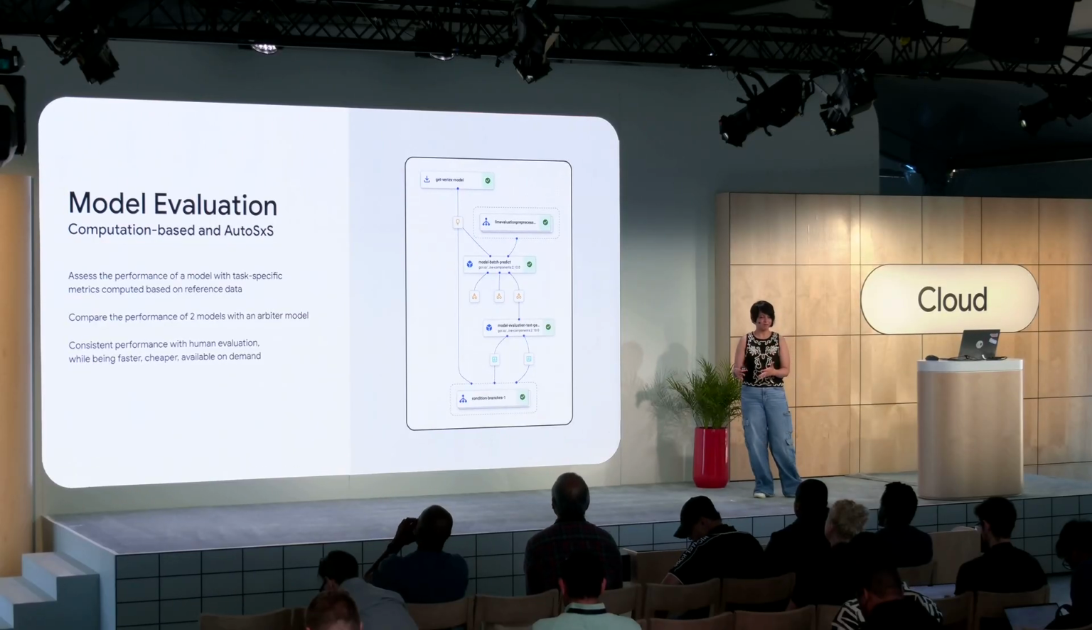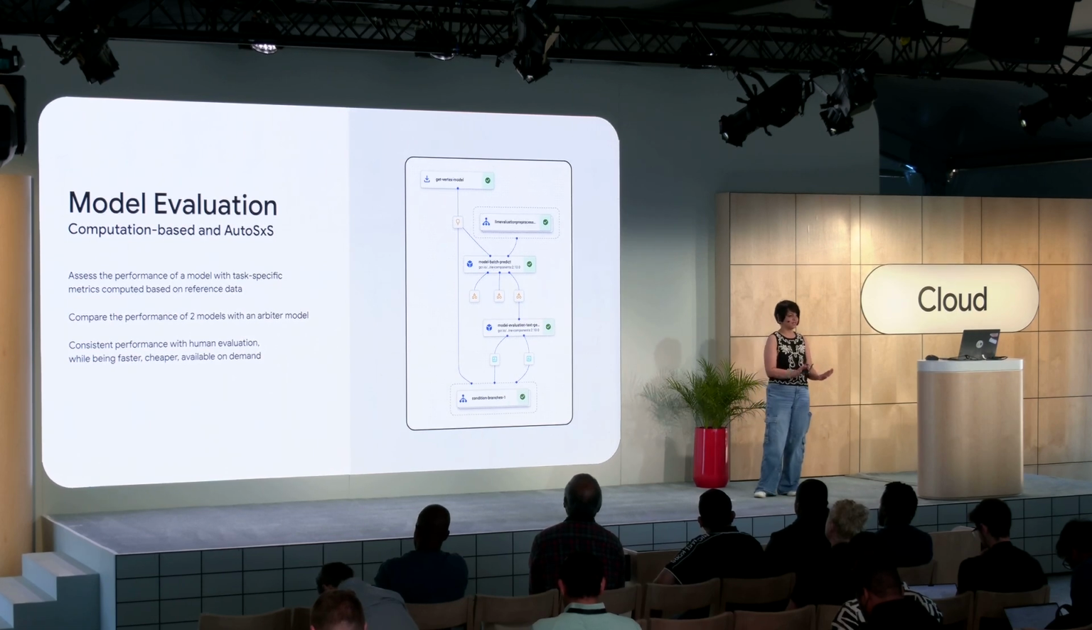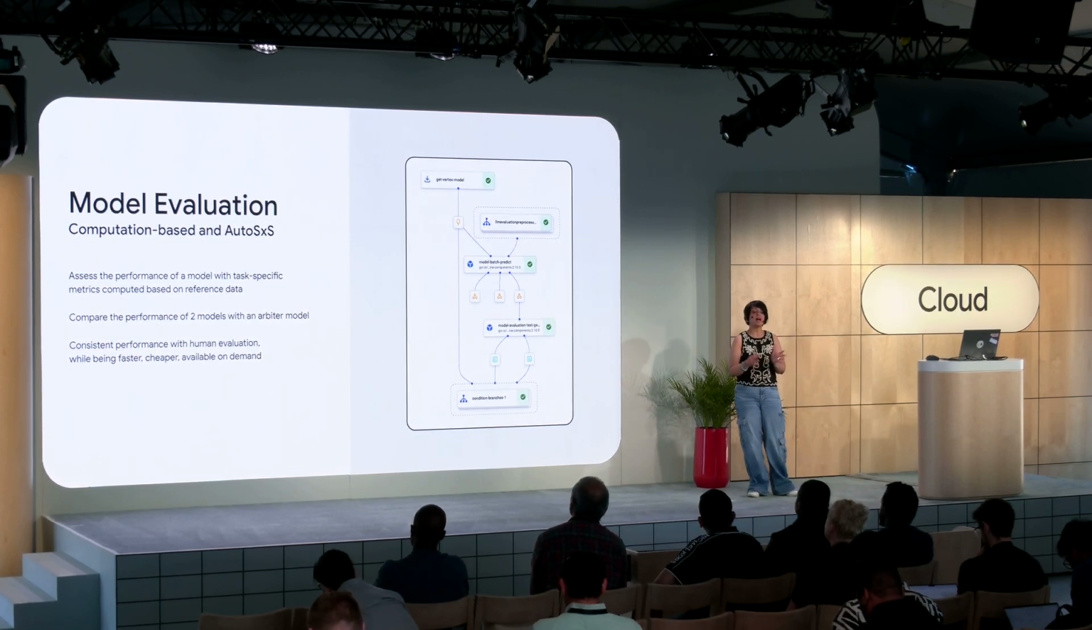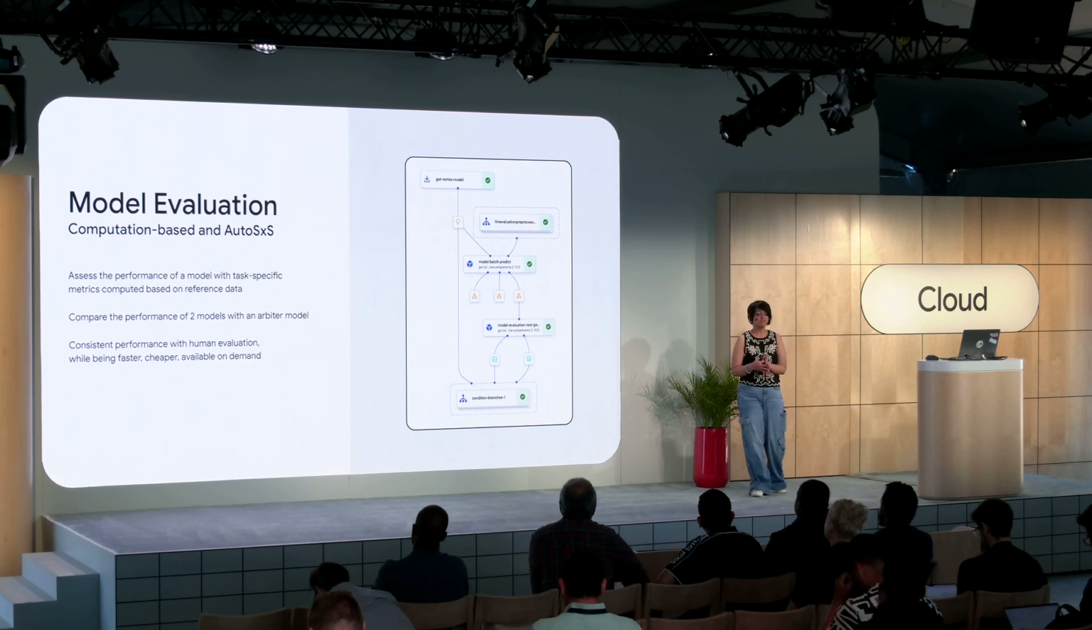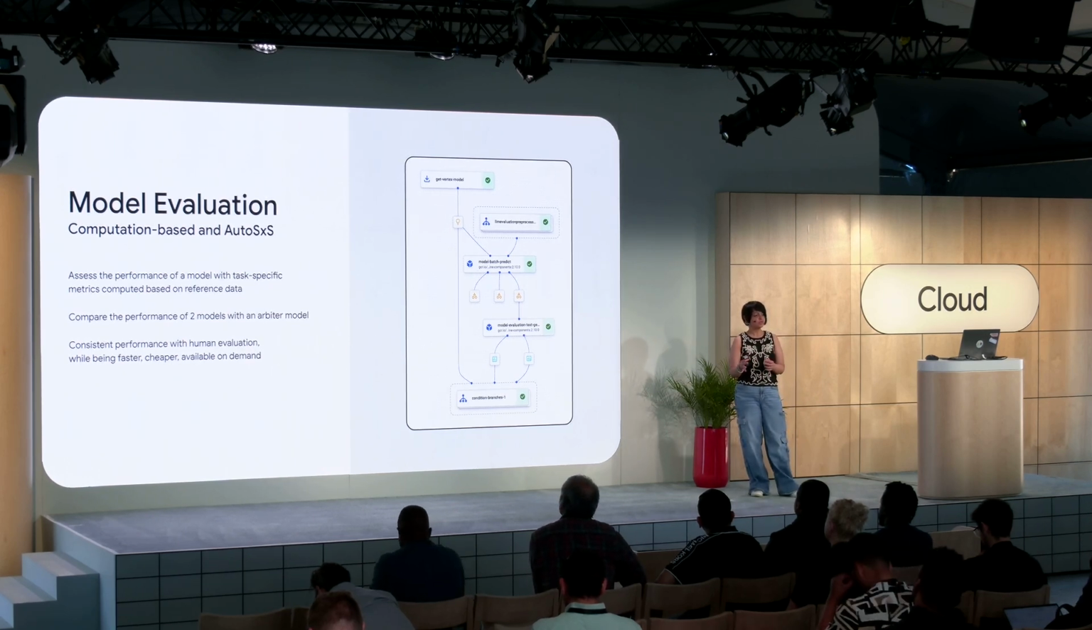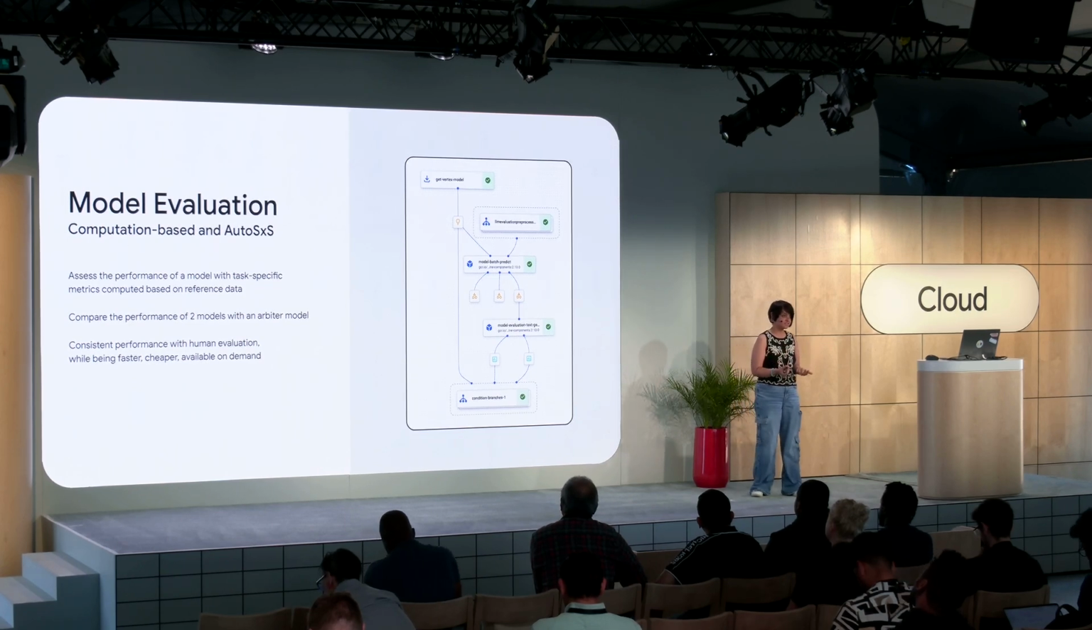What we saw earlier was rapid evaluation. Here, I want to make one quick distinction. Rapid evaluation is something where you take a few samples, you run that SDK, you get your evaluation. It's something that you do while you're doing experimentation. It's really quick. You call an SDK and you're done. We understand that you may need to do a large-scale evaluation. So computation-based and auto side-by-side metrics allow you to assess the performance of a model with task-specific metrics that are computed on the reference data. And here, you can provide a much larger number of samples.